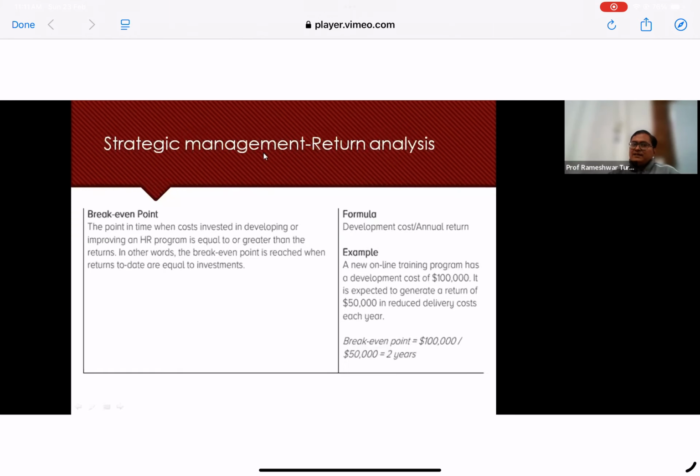For example, in strategic management, break-even point: the point in time when cost invested in developing or improving an HR program is equal to or greater than the return. So they have given a description, a formula, and some small examples so that you get an idea about what that metric is.